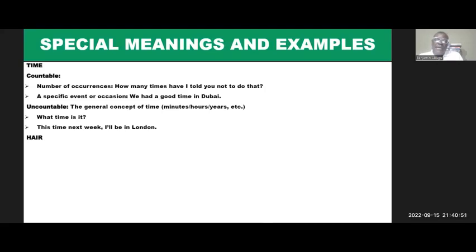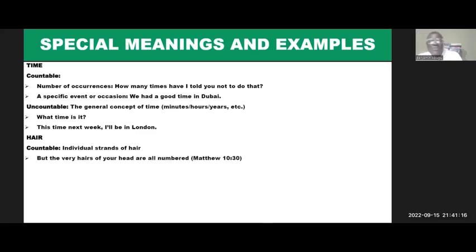So another noun that has special meaning is hair, the hair on your head. Now, we can give it countable meaning if we are looking at hair as individual strands, the pieces, if you like. So how do we use it in a sentence?